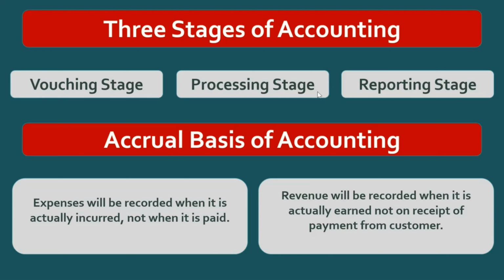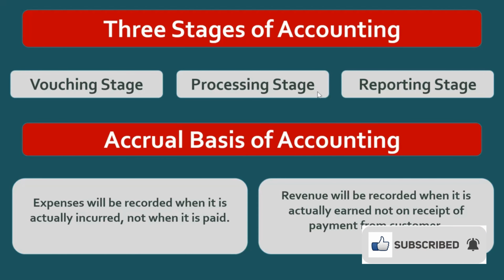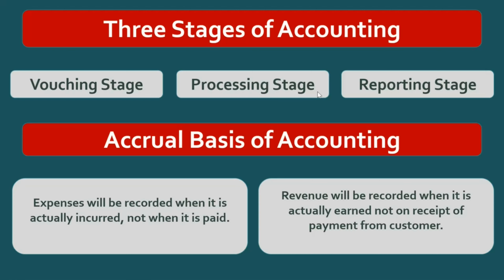Any expense paid as advance is recorded as prepaid expense under current assets. It will not go to the income statement directly until it is spent out. Any income received in advance is recorded as unearned revenue under current liabilities.